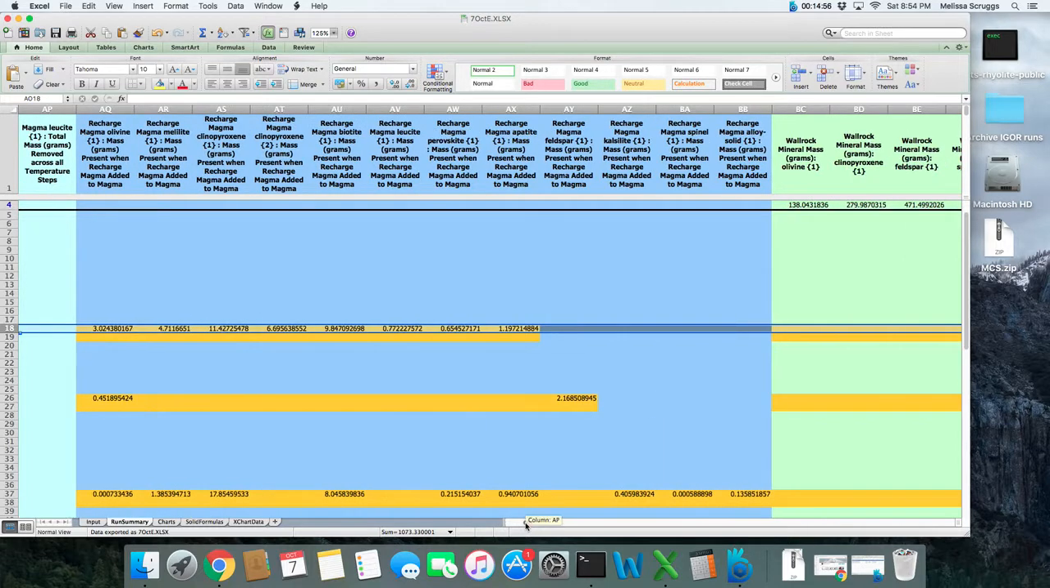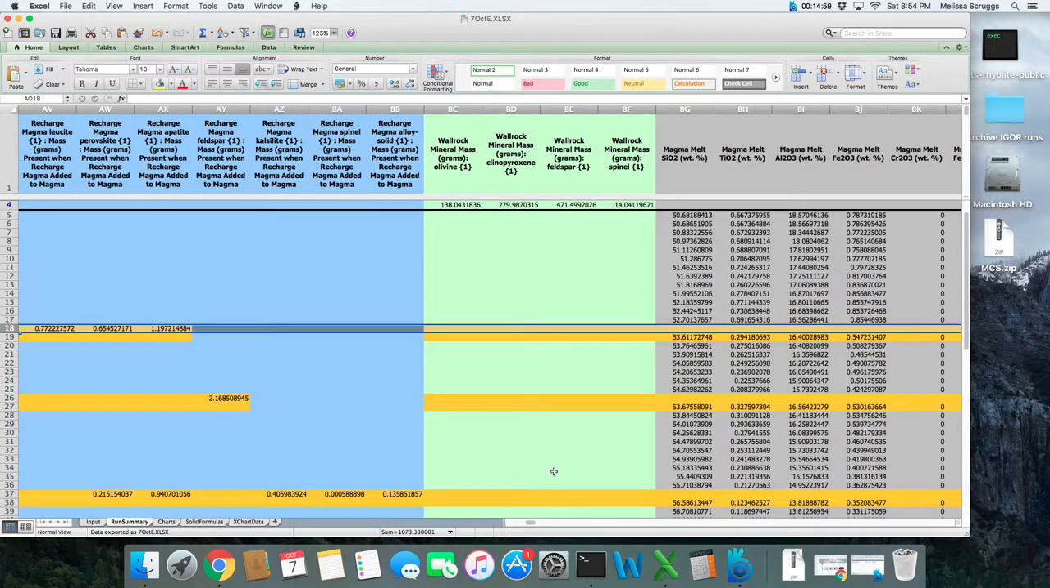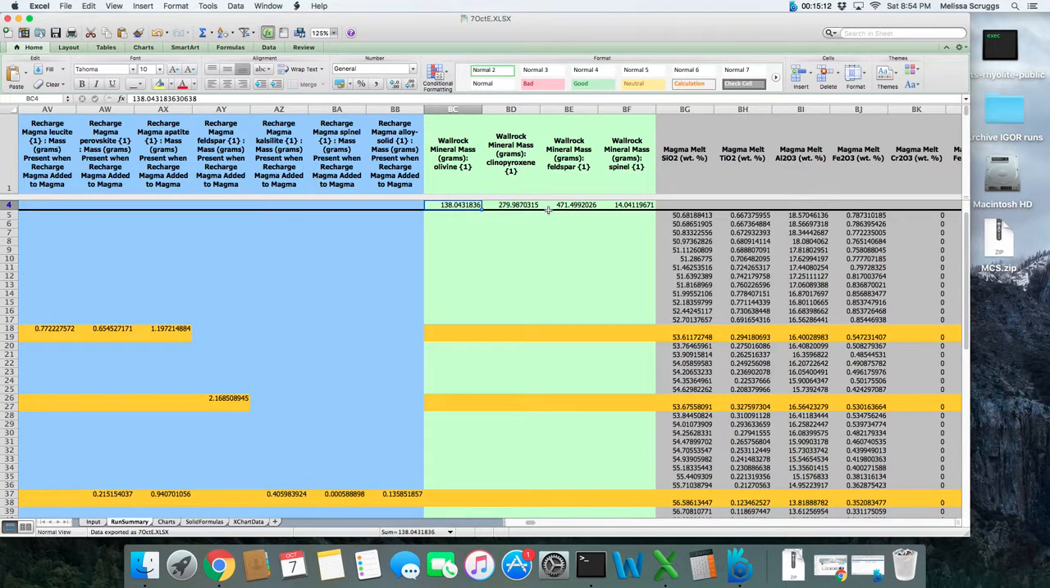If I continue to scroll over, we have the green columns. And the green columns, again, are our mineral phases and masses for the wall rock this time. So at 750 degrees, we have 138 grams of olivine, 280 grams of clinopyroxene, 470 grams of feldspar, and 14 grams of spinel, and then the other 10% of the wall rock is liquid.